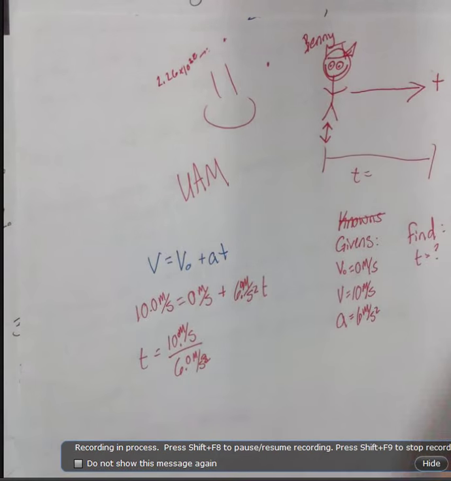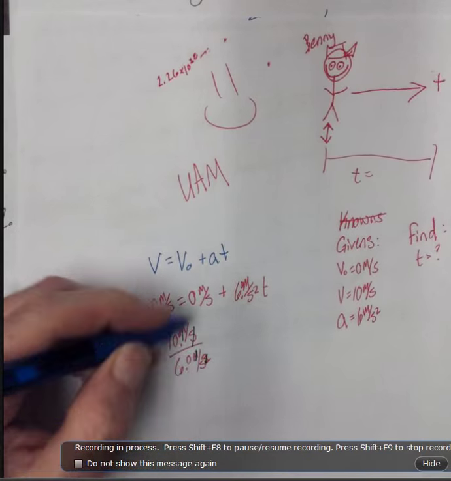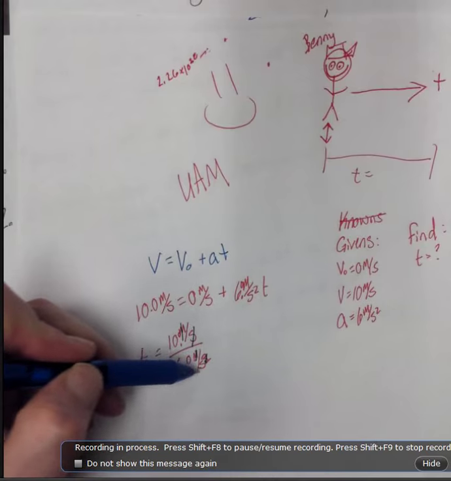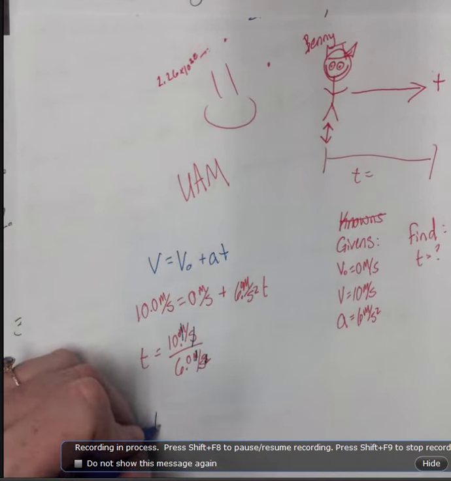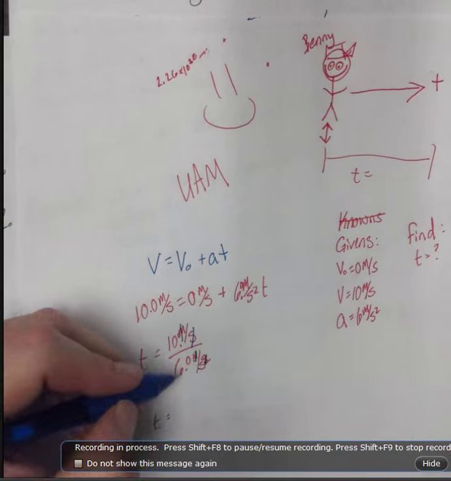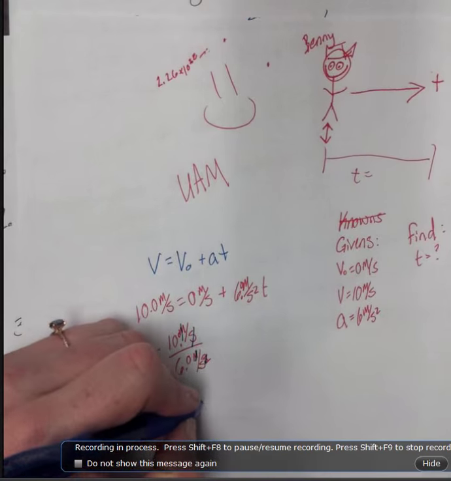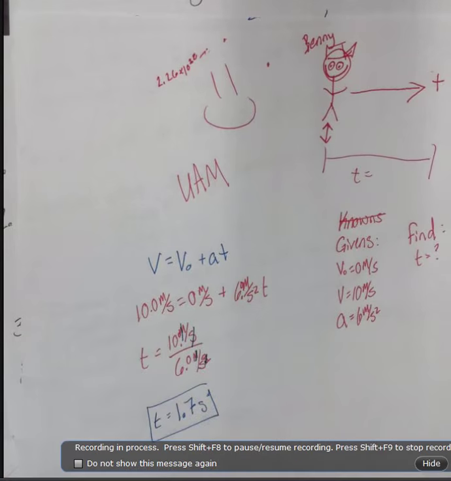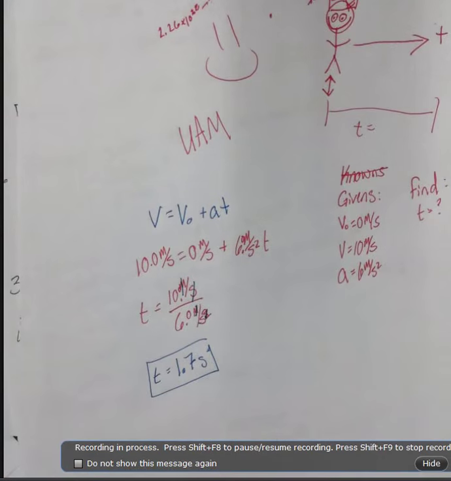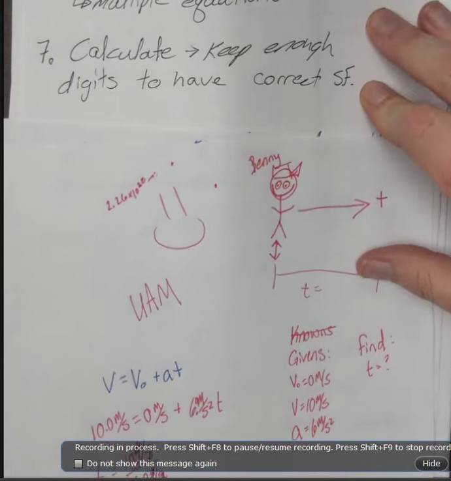And when we do our math and cancel our units, meters are gone, seconds are gone, one of these seconds is gone. If you have a fraction in the denominator, it then moves to the top, so our time is going to be 10/6, or that would be 1.6667 seconds. We can carry two significant figures, so we're going to say that it will take Benny 1.7 seconds to torment your soul. So we've calculated, right? We've kept enough digits to have correct significant figures.